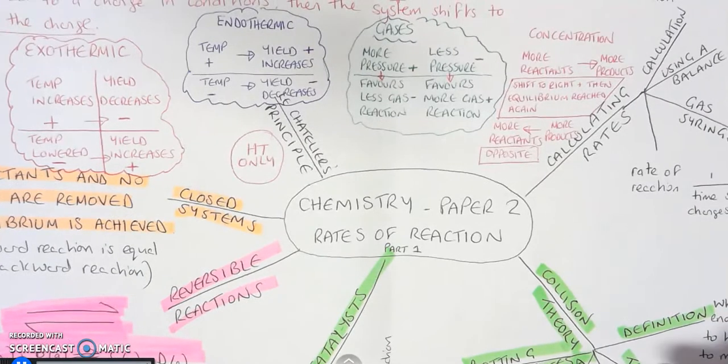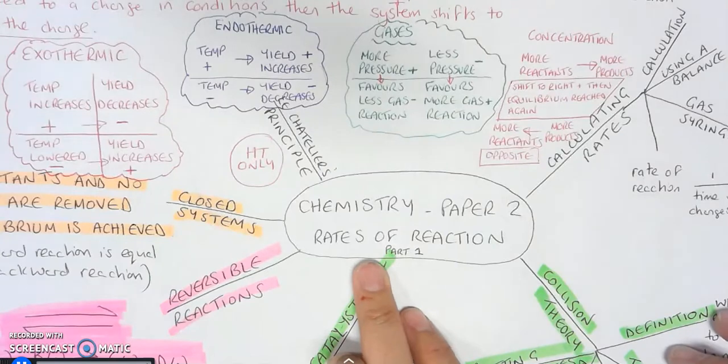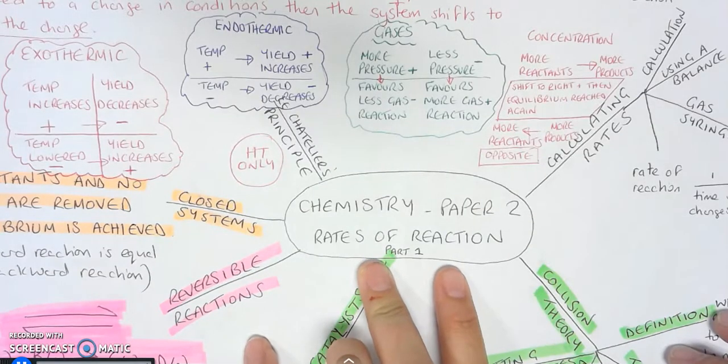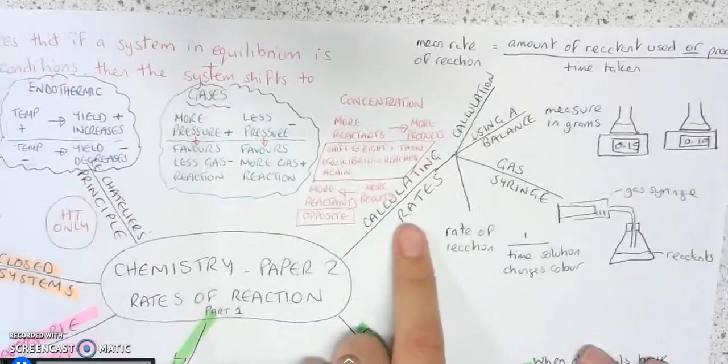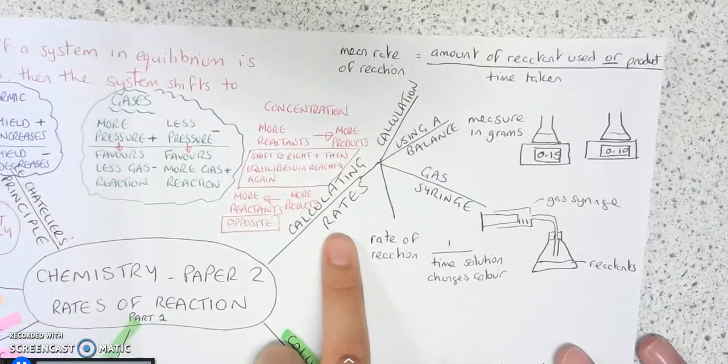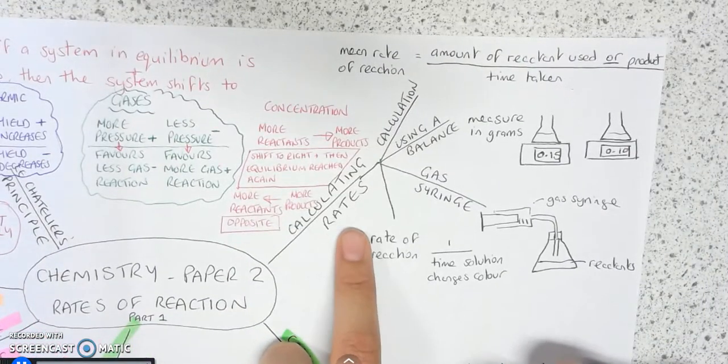So, if we start off then, this topic is looking at rates of reaction. And the first thing we're going to look at is how you actually calculate a rate of reaction. So there are a couple of ways that we can do this.